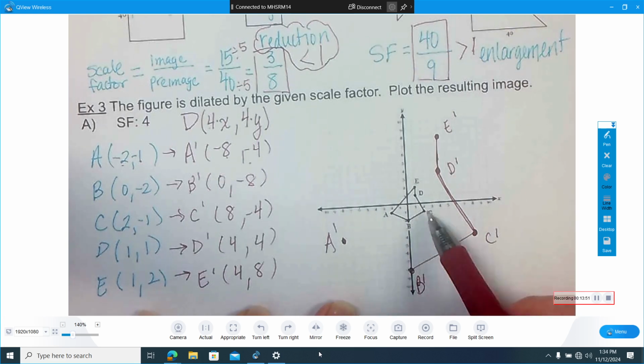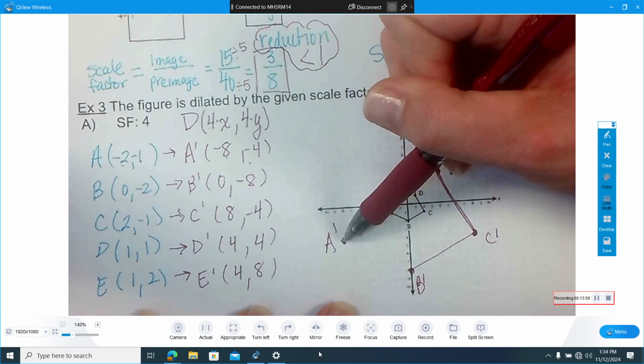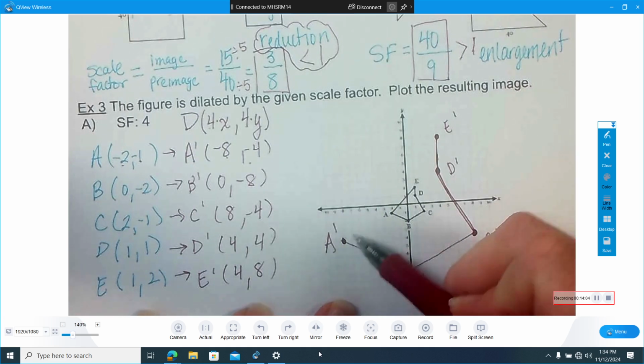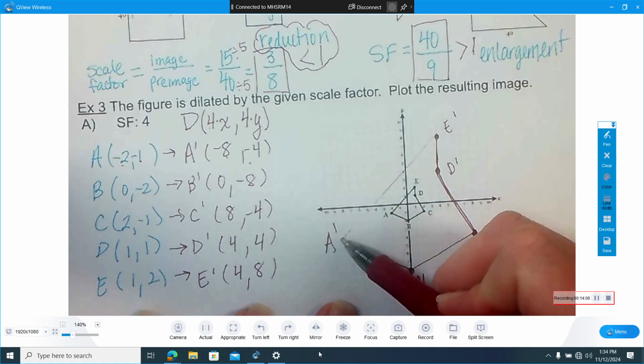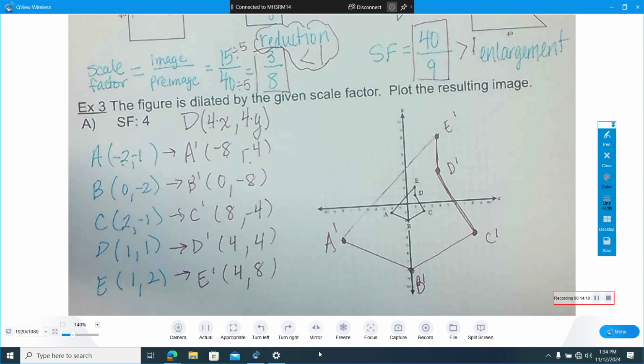Not only that, but when you look, as you're connecting your lines, if we used nice straight lines, what do you notice about BC and B prime, C prime? Same slope, which means they are parallel lines, parallel segments, yes. So when we create these similar figures, we get all kinds of cool stuff happening in terms of parallel lines, which we'll find out more about later.